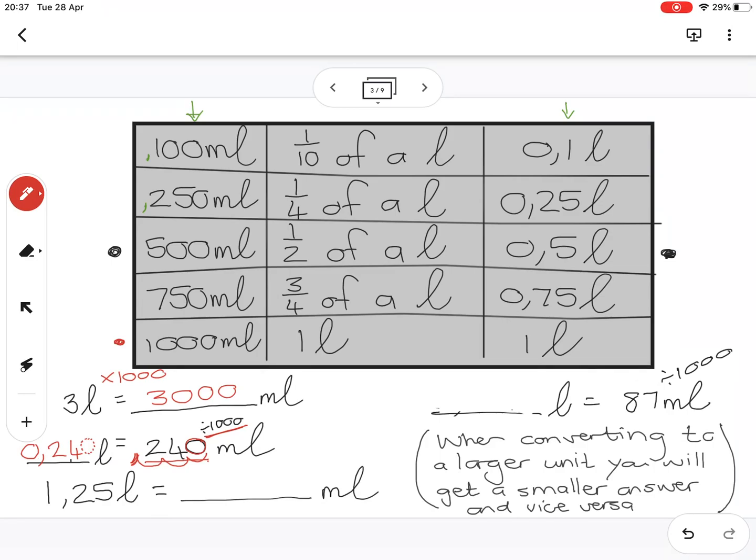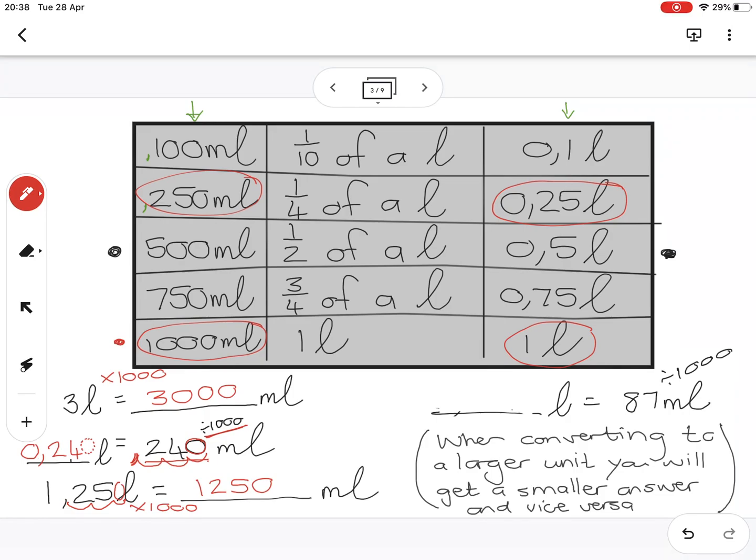If I have 1.25 liters and I want to turn that into milliliters, I must still times by 1,000, and that literally means moving the comma to the right. So 1, 2, but now there's a third jump. Can you see where there's no number? So I'm going to fill that with a 0. So this will be 1,250. You could also look at 1.25 liters up here. There's your 1 liter. There's your 0.25 liters, and you can see that that's 250 milliliters and 1,000 milliliters, and you can just put them together.